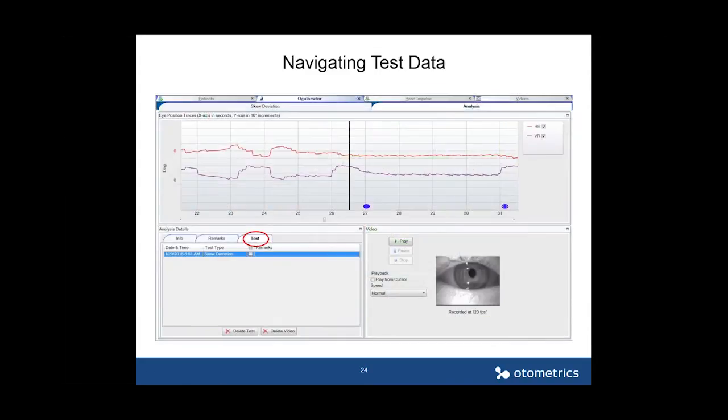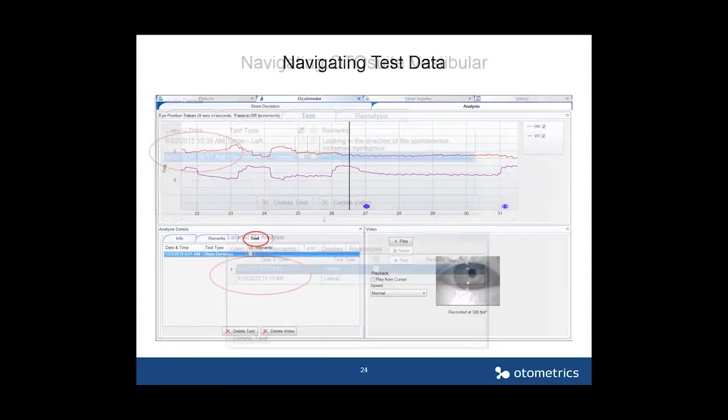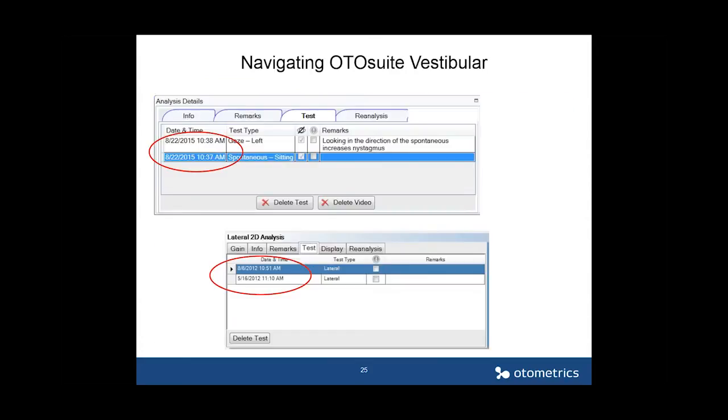And then just another example, this is actually under skew deviation. There's a test tab, and if there were multiple tests, they would be listed there. So for each type of test, the test list is provided for you. So then you can review data from when they had symptoms and as they're improving. And this just shows you again the test tab as well. The top one is showing you gaze and spontaneous, and the bottom one shows you the lateral V-HIT.